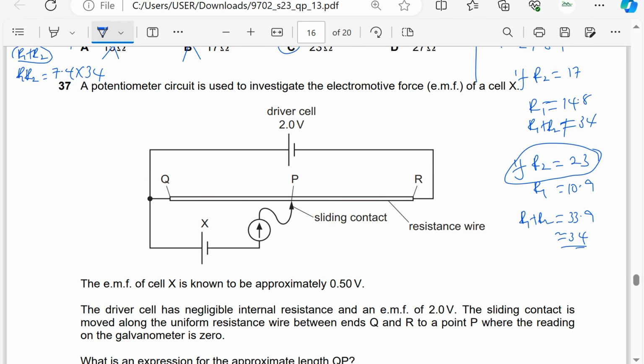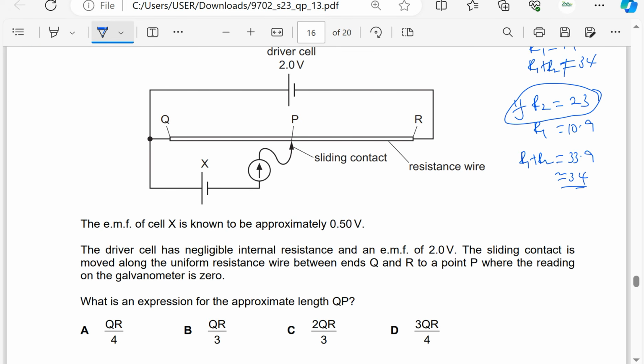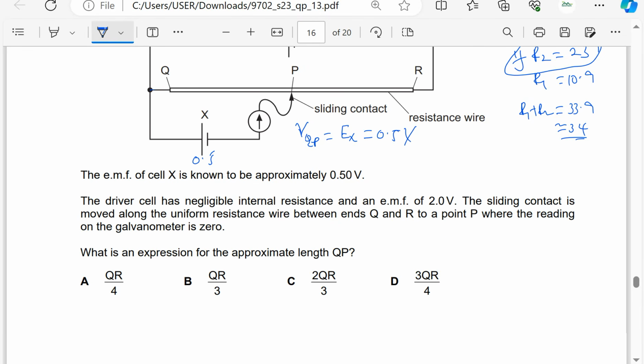A potential circuit is used to investigate the EMF of a cell X. The EMF of cell X is known to be approximately 0.5. So this is 0.5. It is the same PD across PQ. So PD across QP is the same as the EMF of cell X, which is 0.5, because this part here, PQ, is in parallel with cell X for when there is balance.